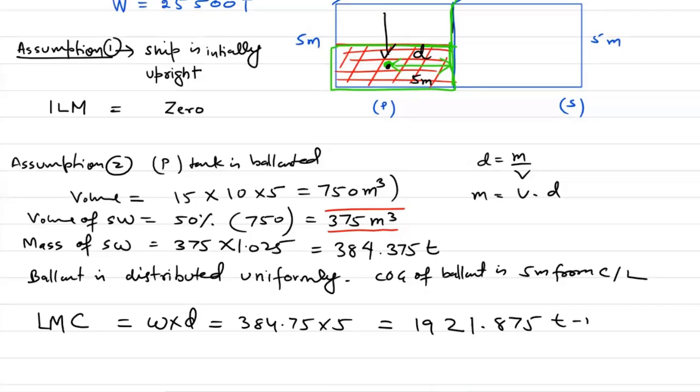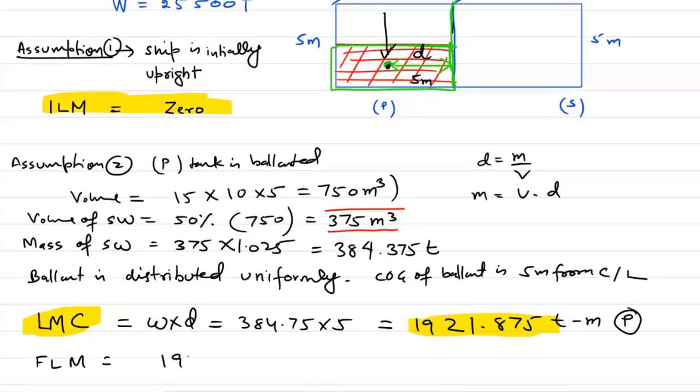1921.875 tonne-meter, or what is the direction? Port. Okay, I hope you are not confused. Initial list moment is 0, and list moment causes 1921.875. So what is the final list moment? The same. 1921.875 tonne-meter port.